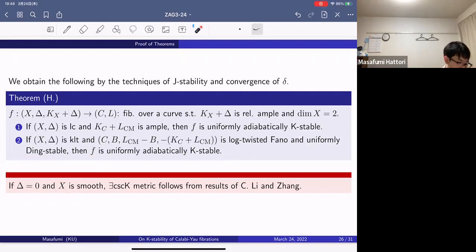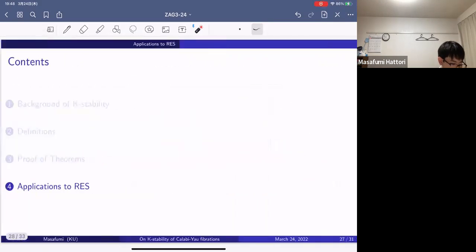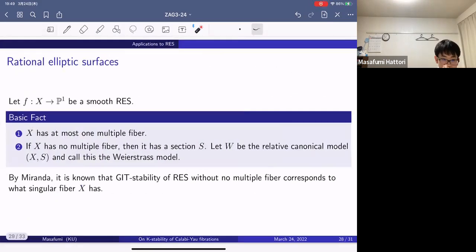And so if delta equals 0 and X is smooth, existence of constant scalar curvature metrics follows from results of Chi Li and Jiang. And finally, I would like to apply our main theorem to K-stability of rational surfaces and explain a conjecture of Miranda on rational Weierstrass fibrations. So let X be a smooth rational surface. Let us recall the following basic fact.